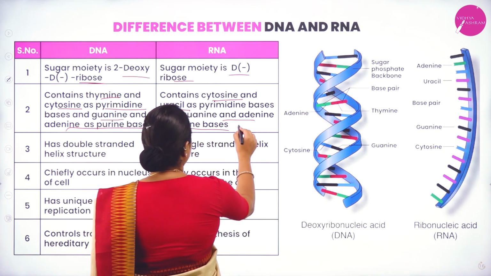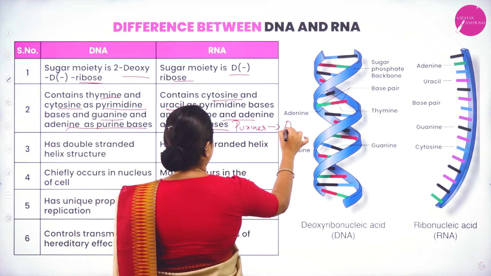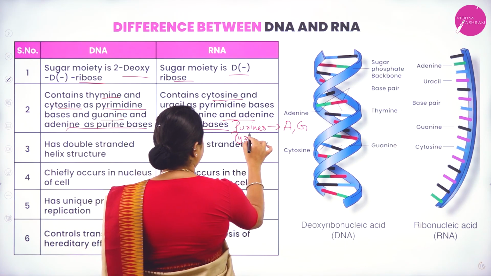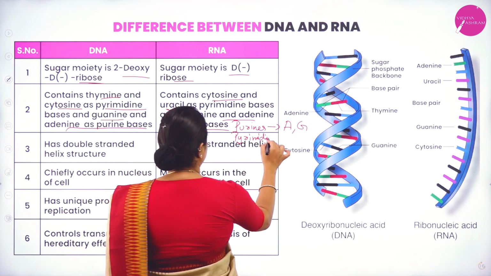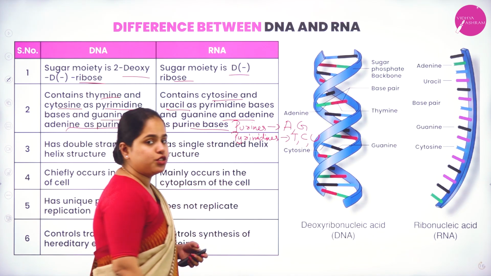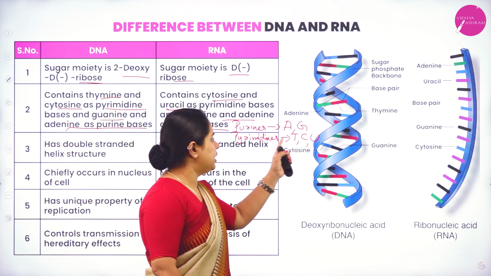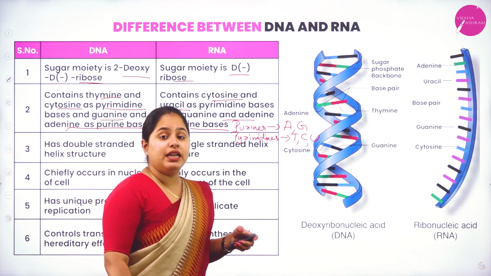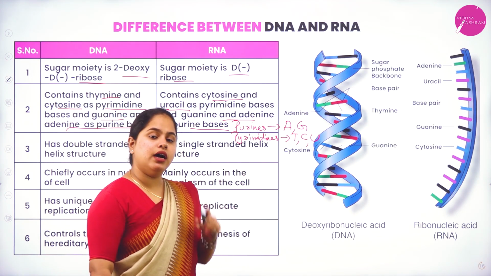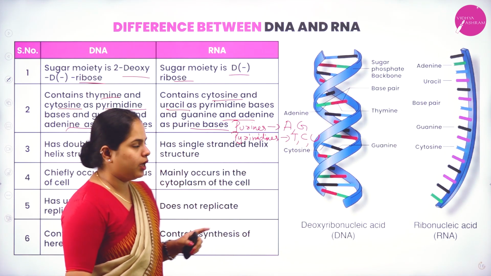So, you have the purines which are adenine and guanine. These are the purines, and you have pyrimidines which are thymine, cytosine and uracil. So, in case of DNA, adenine and guanine are the purines, and the pyrimidines will be thymine and cytosine. And in case of RNA, the purines will be adenine and guanine, and the pyrimidines will be cytosine and uracil, not thymine. I hope it is clear.